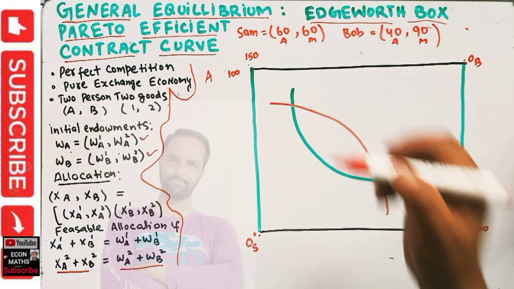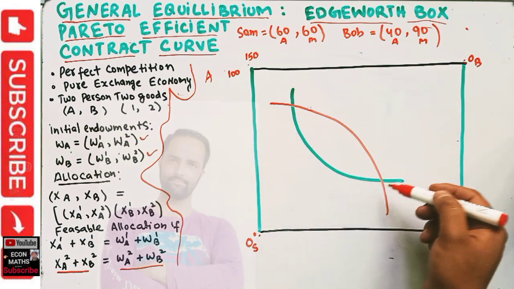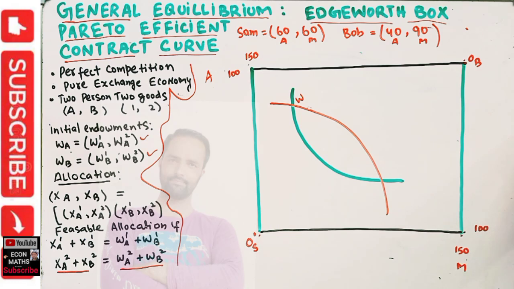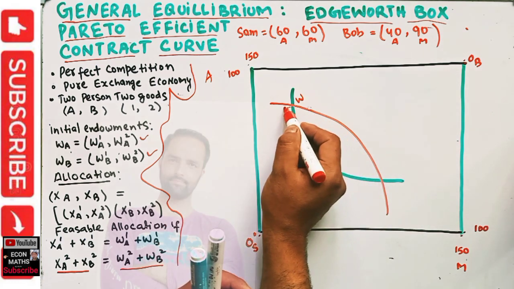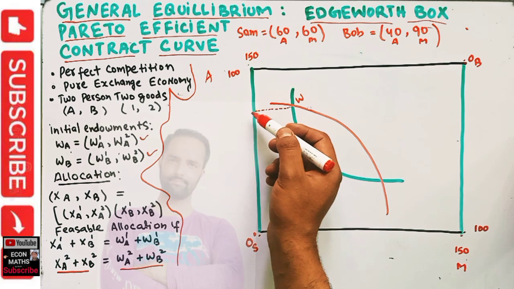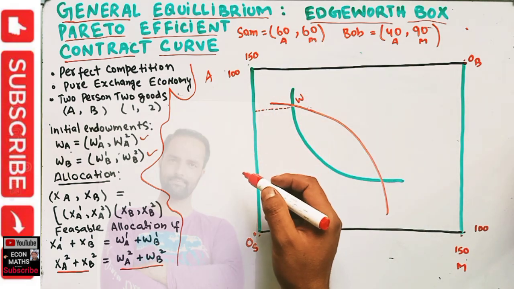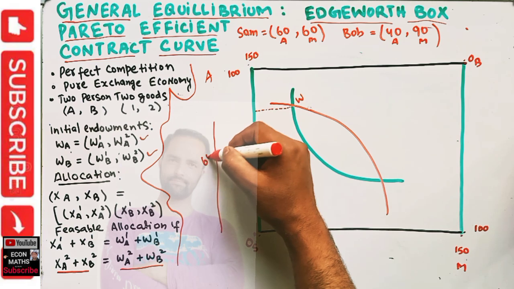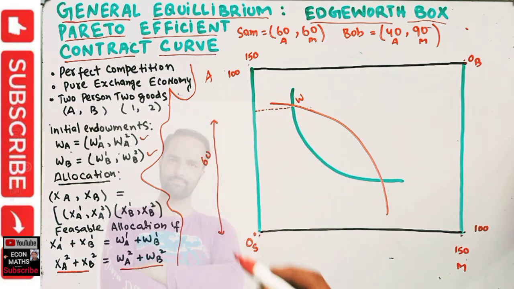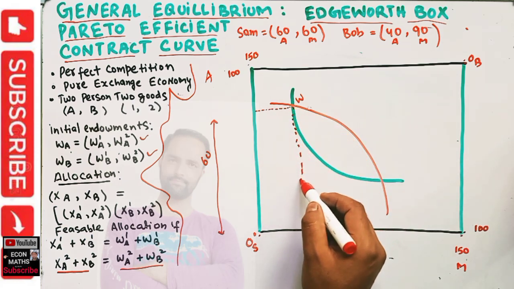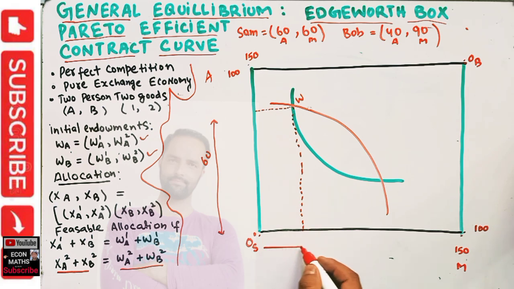Let us say we are at this point where this green and red indifference curve intersect. Let us say this is a point W. If we are at this point, how many units of apples does Sam have initially? He has 60. So let me show it here. This is 60 up to this. And how many units of mangoes does Sam have initially? 60. So let us say this is 60, this is also 60.